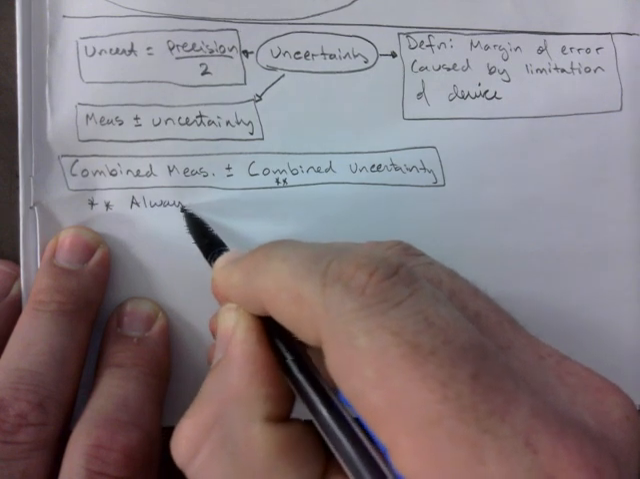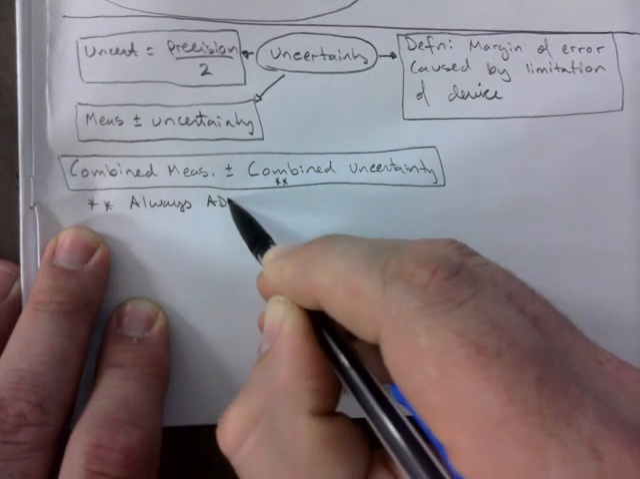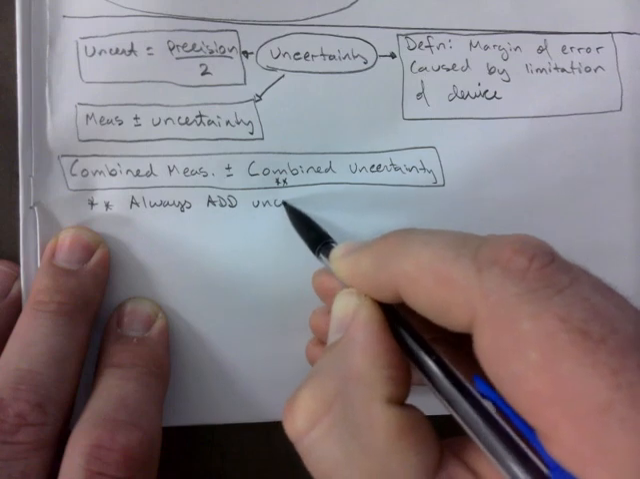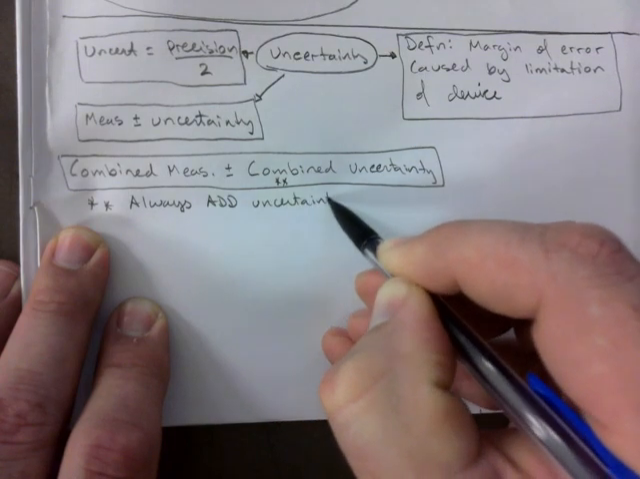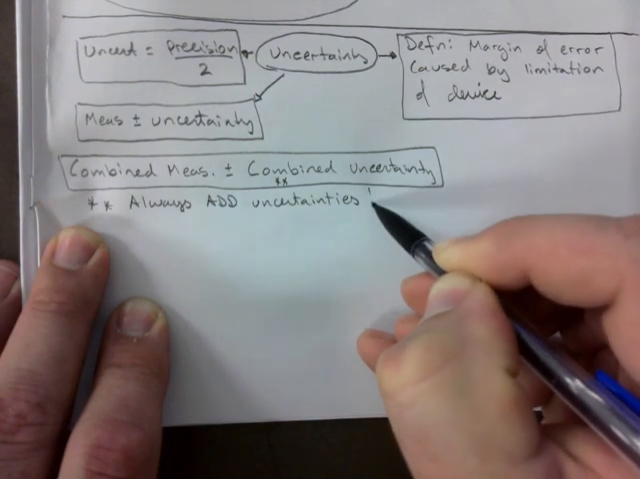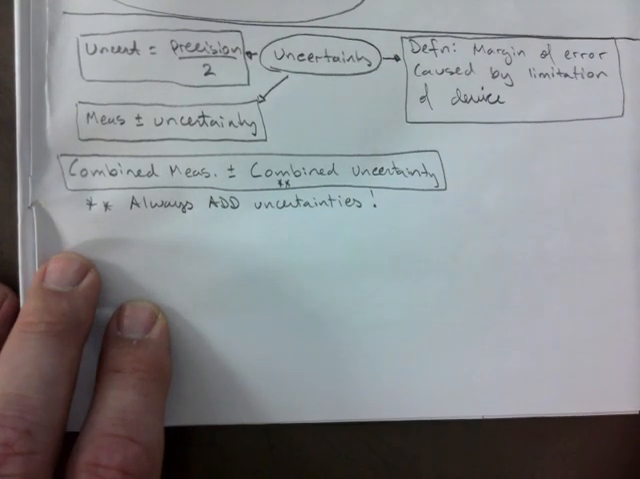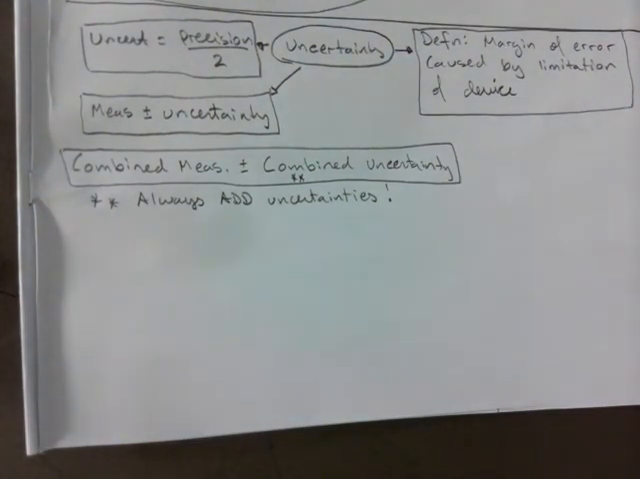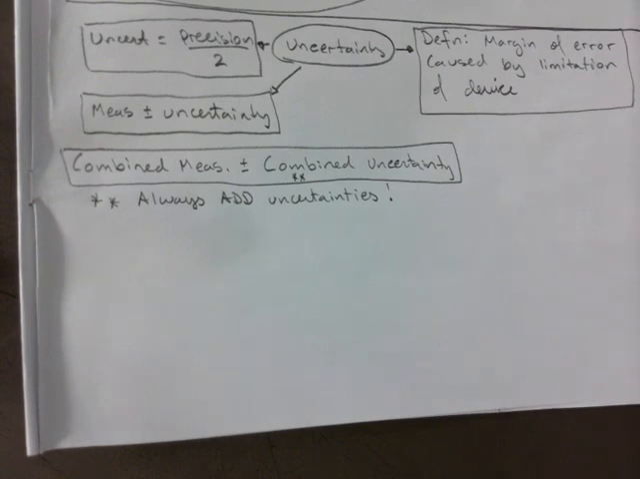Always add uncertainties. No matter what, even if you're taking away or like using a little jug to take away water, to draw water from a big pail, right? Yes, you're subtracting the amount, but you're always adding your uncertainties.